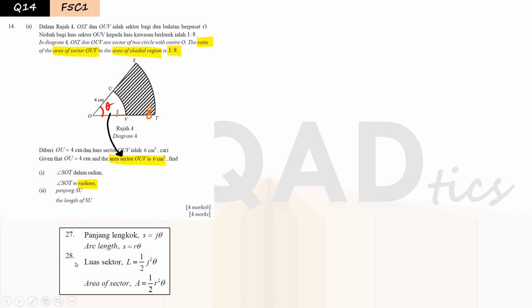So you can see that for formula 28, the area of sector formula is A equals 1/2 r squared theta, the angle of the sector. So since we already have the area of the sector, and we have the radius of the sector, which is 4 cm, why don't we use this formula to find out the theta. Okay, so let us use this formula.